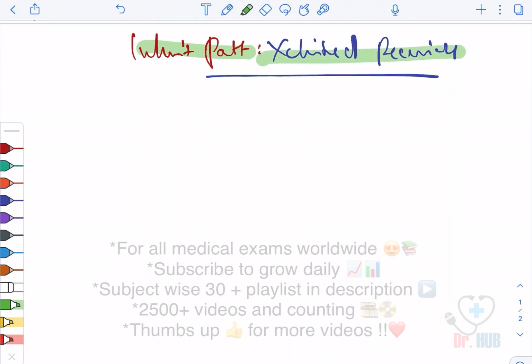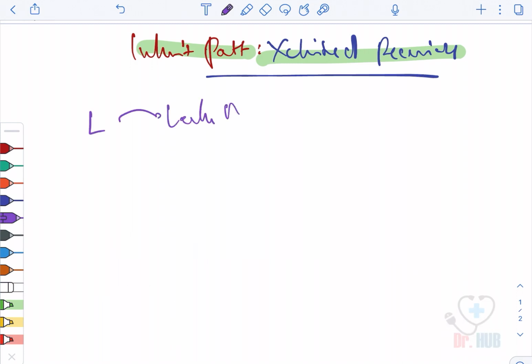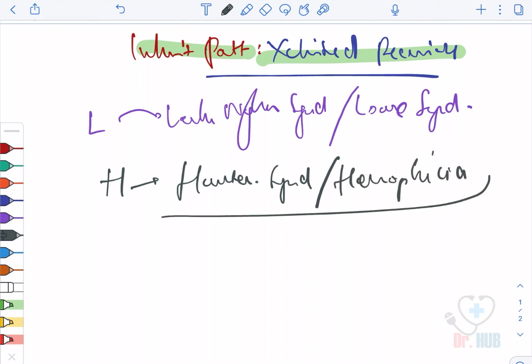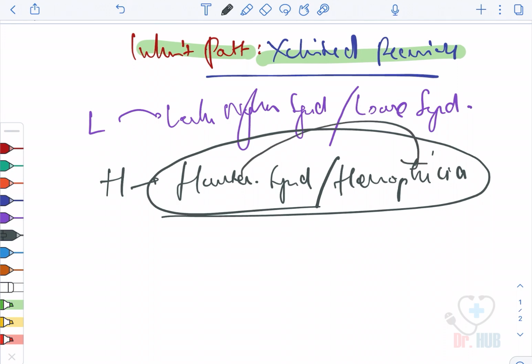Inheritance pattern, that is nothing but the X-linked recessive. So this includes the L. L stands for the Leach-Nyhan syndrome or also the Lowy syndrome. Next, there is H. H stands for the Hunter syndrome as well as hemophilia. Okay, easy way to remember is when you hunt there is blood, so it is nothing but hemophilia A and B. So Hunter and hemophilia.